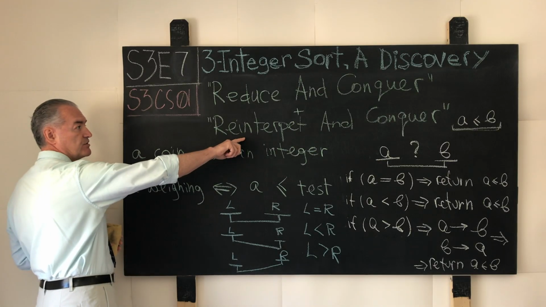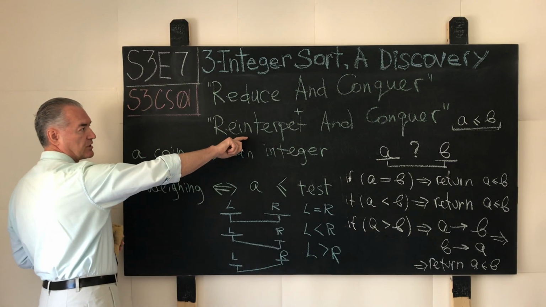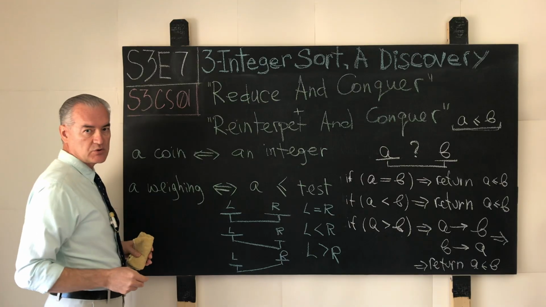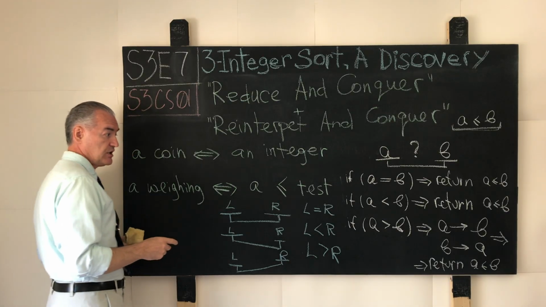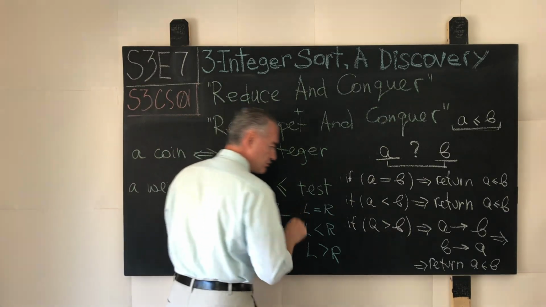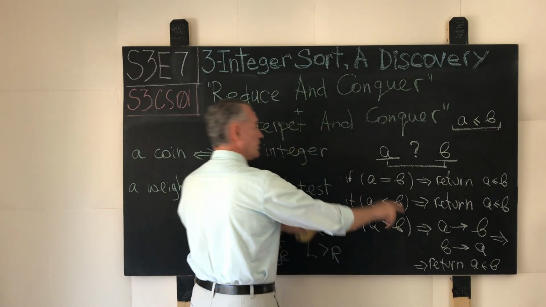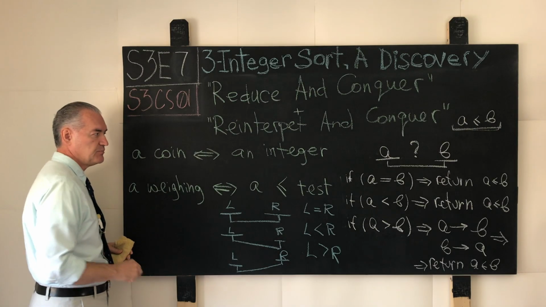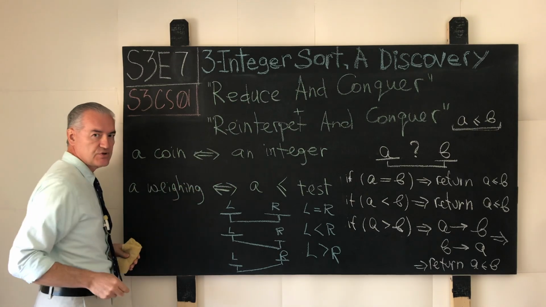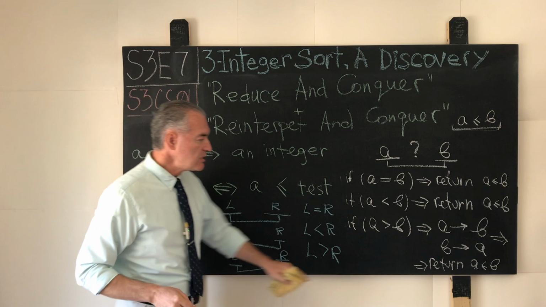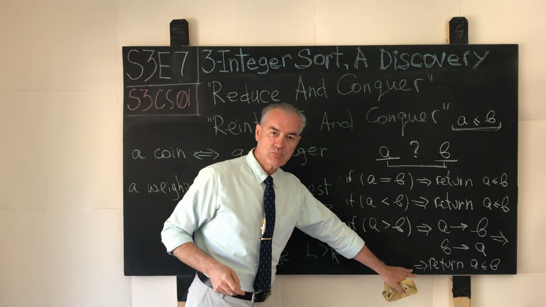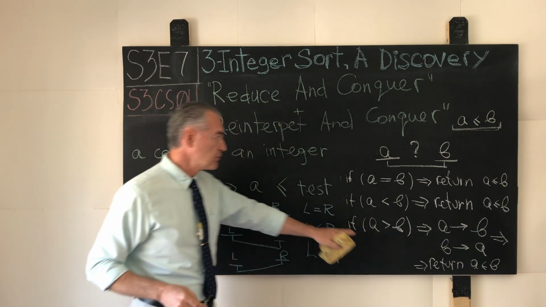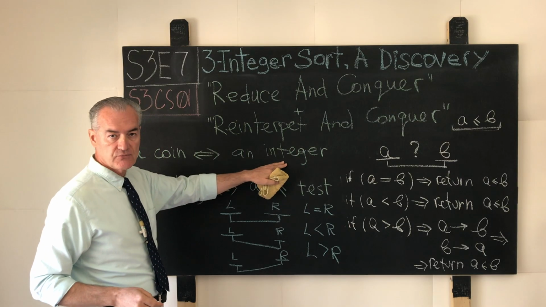And now, according to the reinterpret and conquer problem solving approach, once we solve the problem with the reinterpreted material, we bring it back and try to see what it means in the context of the original problem. So renaming coins in the coin weighing problem corresponds to what maneuver in the world of integers?